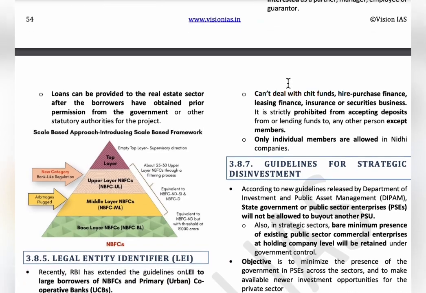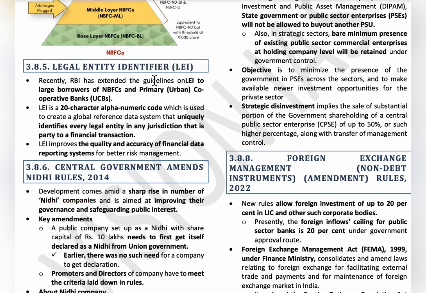The next topic is legal entity identifier. So legal entity identifier is a 20 character alphanumeric code that can be used for the global reference of all the global financial transactions. This code improves the quality and accuracy of financial data reporting systems.